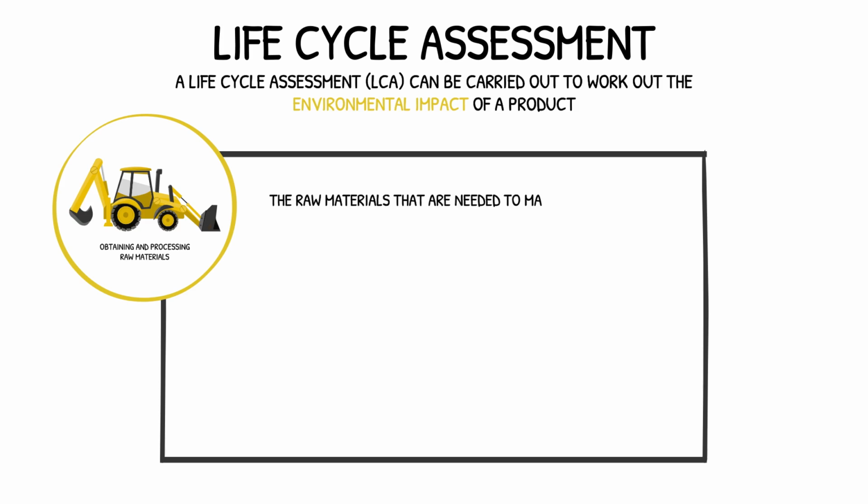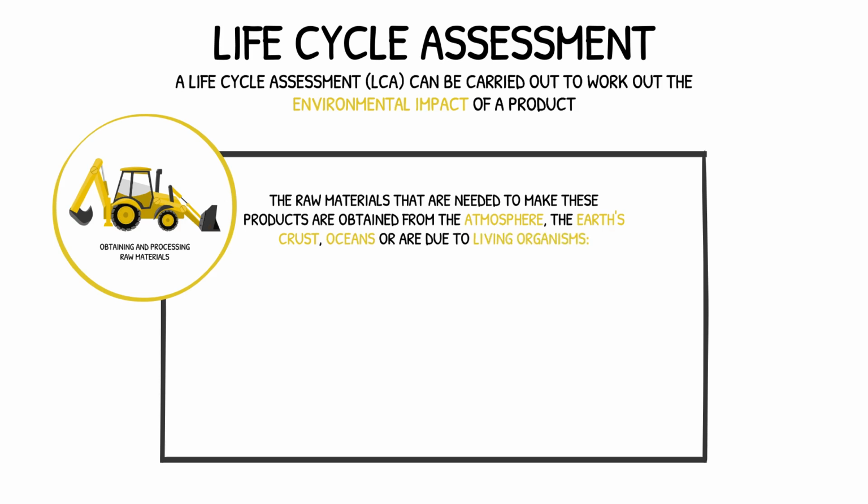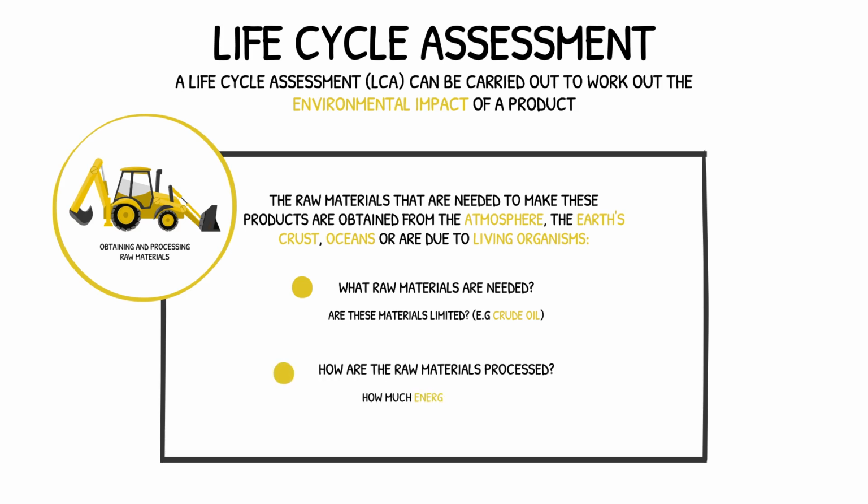These raw materials are obtained from the atmosphere, the Earth's crust, oceans, or are due to living organisms. Some of the following questions may be asked here. What raw materials are needed to make this product? Are these raw materials from a finite or infinite resource? Once these raw materials are obtained, how are they processed? Is a lot of energy needed to process them, such as the large amounts of energy needed to extract some metals from their ores? And will any habitats be damaged?